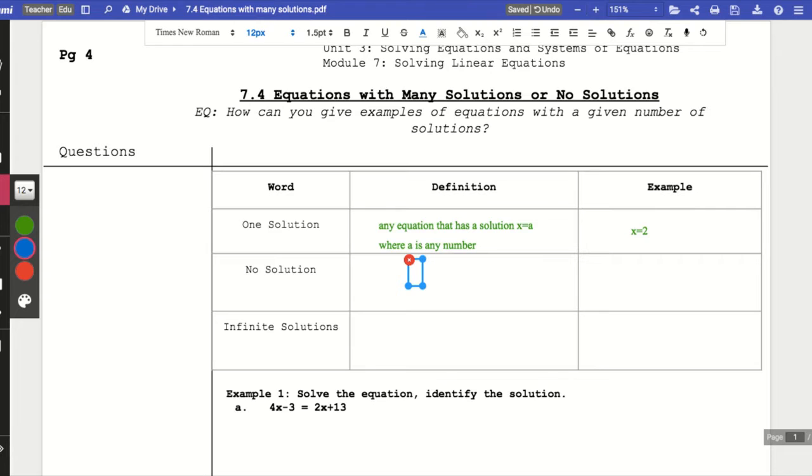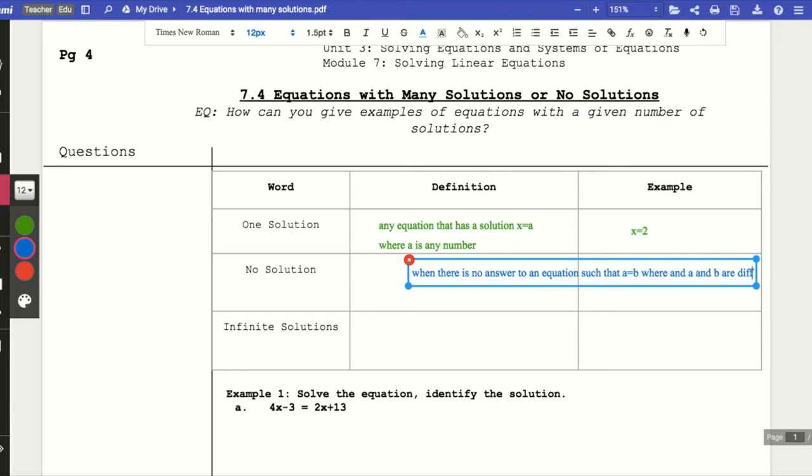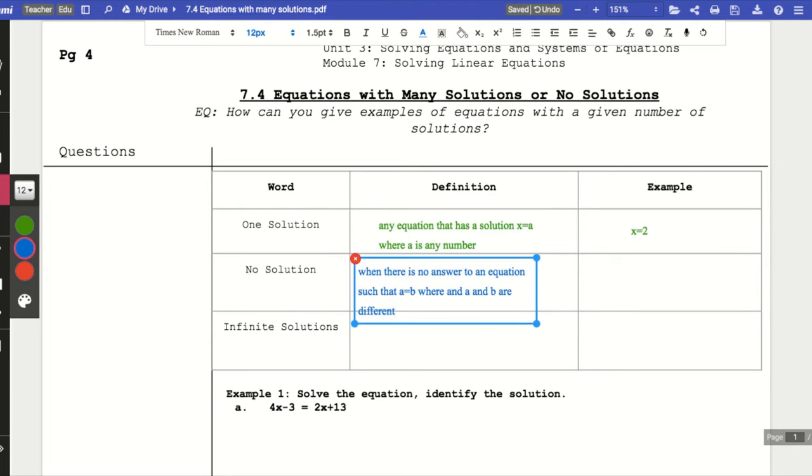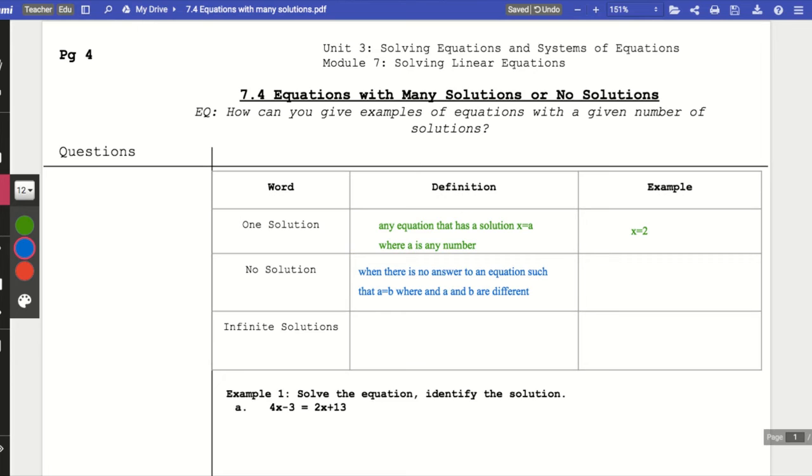No solution is a little different. No solution is when there is no answer to an equation such that a is equal to b, where a and b are different numbers. When we're looking at no solution and infinite solutions, that's when we're solving an equation and our variables cancel. So you're going to get answers where you have two numbers equal to each other. For example, you could get something like 2 is equal to 3. Since 2 isn't equal to 3 in the real world, that's going to be no solution.